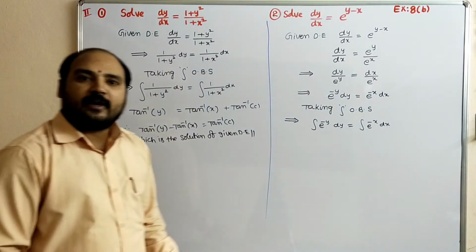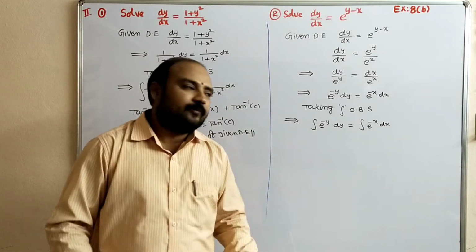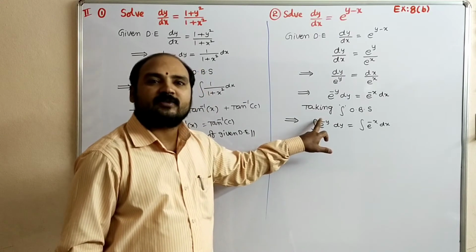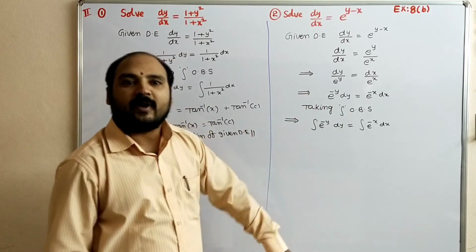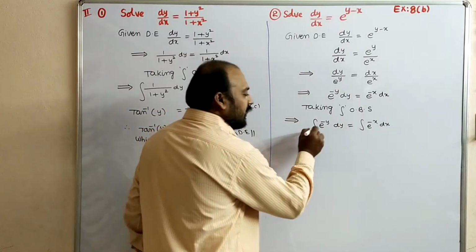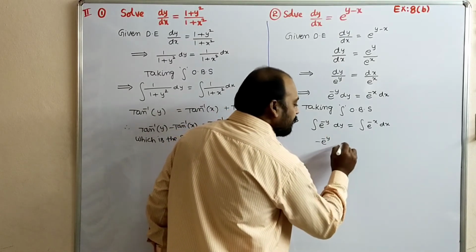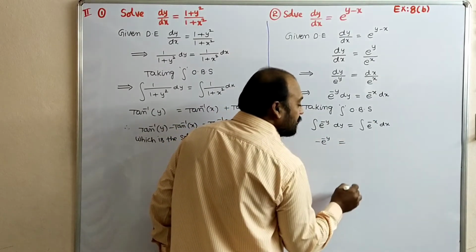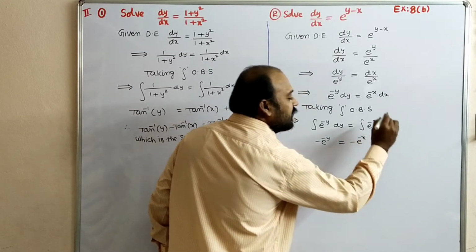We know the formula, integral e power ax is e power ax by a. In place of a, what one is there? Minus 1 is there. So integral e power minus y is e power minus y divided by minus 1. That means we can write the minus as a multiple also. So integral e power minus y dy is minus e power minus y, equal to integral e power minus x, which is minus e power minus x plus constant c.